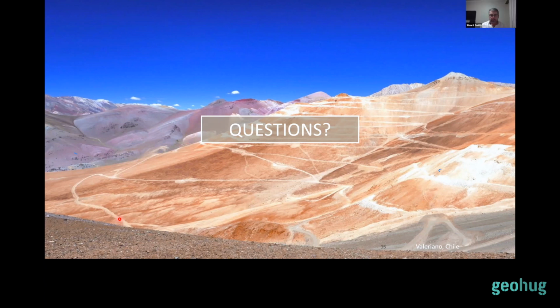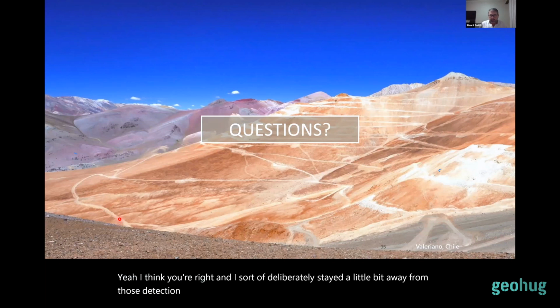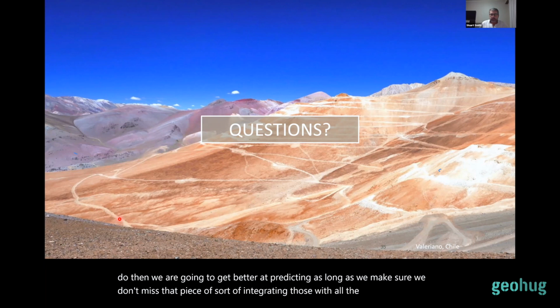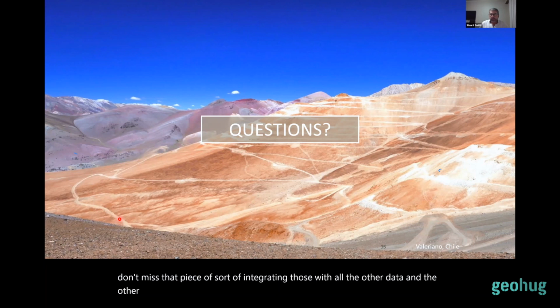Yeah, I think you're right, and I sort of deliberately stayed a little bit away from those detection pieces. But you're dead right. As things get cheaper and easier to do, then we're going to get better at predicting, as long as we make sure we don't miss that piece of integrating those with all the other data and the other advances. But yeah, I think we're in a really interesting time at the moment in the porphyry world.